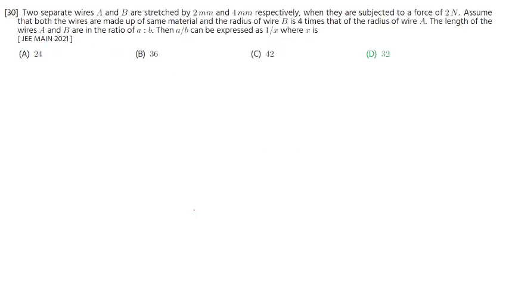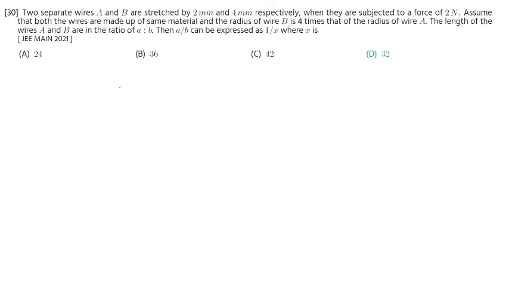Now see the next question. Two separate wires A and B are stretched 2 millimeter and 4 millimeter respectively when they are subjected to a force of 2 Newton, both subjected to the same force. Assume that both the wires are made of the same material and the radius of wire B is 4 times that of the radius of wire A. Then the lengths of wires A and B are in the ratio A to B, and A by B can be expressed as 1 by X. What is the X value that they are asking?